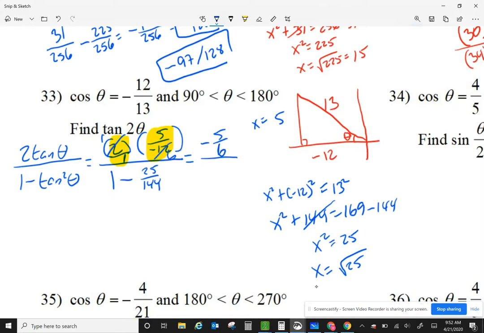Now at the bottom, my 1 at the very beginning, let me write that as 144 over 144, just so I can have it as a fraction with a common denominator. And that gives me 119 over 144. I know when I have a fraction of two fractions, what I have here is negative 5 over 6 times 144 over 119.